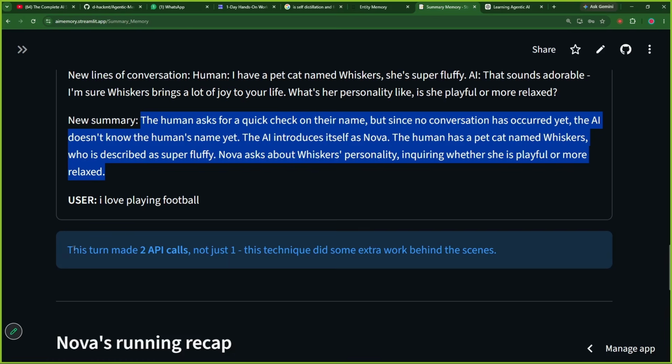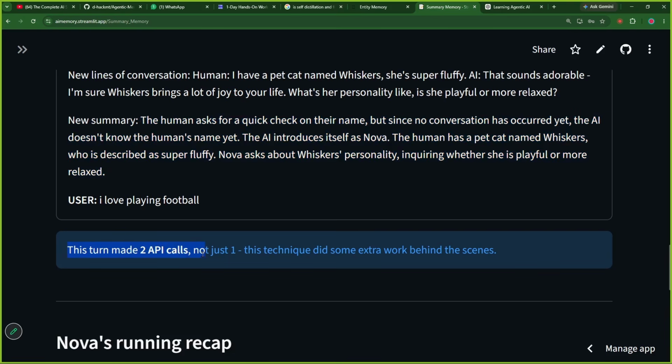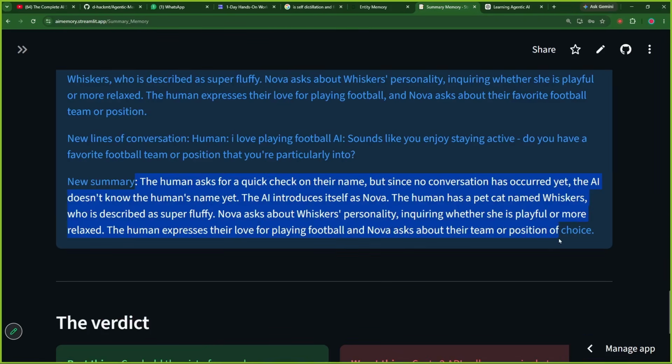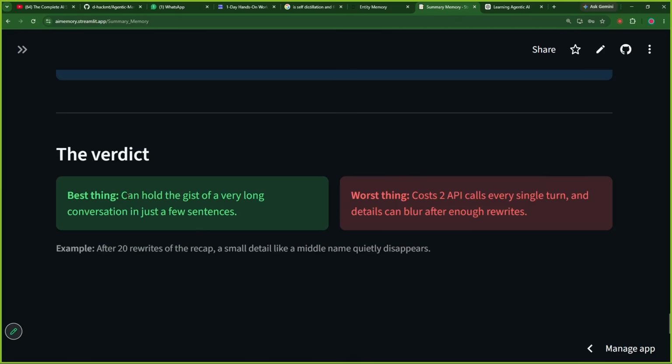And that is why not one, two API calls are made this time. Because the AI agent, first, is giving a response based on the context. And second, it is also building the context by summarizing it. So the AI agent is only summarizing this, right? So the best part is it can hold the gist of a very long conversation in a few sentences, right?